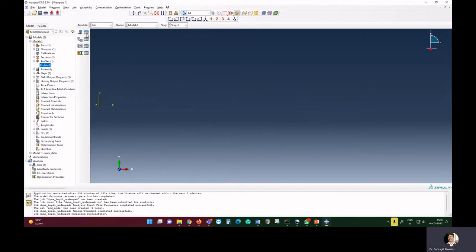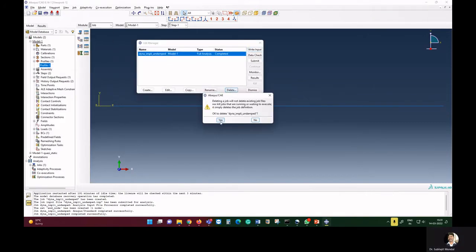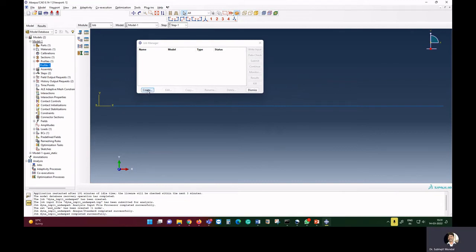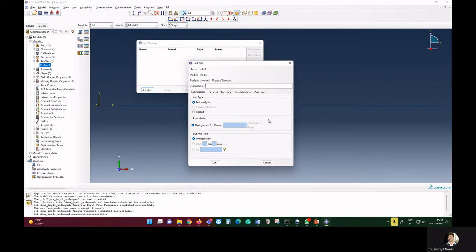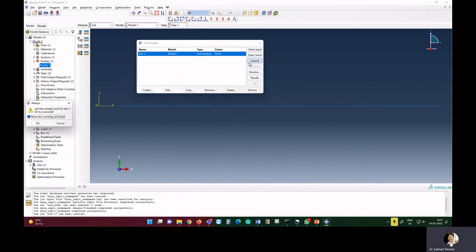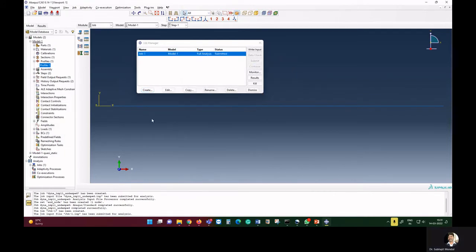Now we're going to submit the job here, so submit it. So here you just see, we are analyzing an undamped system with an instantaneous load.